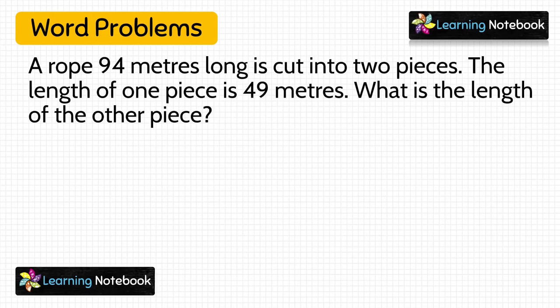So here students, we are given the length of a rope, which is 94 meters. And then this rope is cut into two pieces. The length of one piece is 49 meters. So we have to find the length of the second piece. So let's see how to solve it.